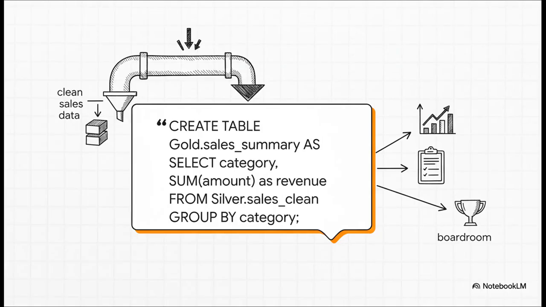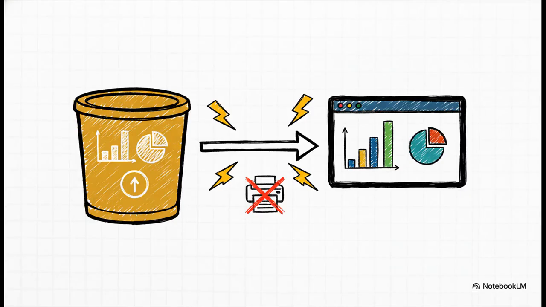And you can do this with a super simple SQL query. All this is saying is, take the clean sales data, group it all up by product category, add up the total revenue for each one, and then create a brand new table with that summary. It's an incredibly powerful way to take a huge mountain of transactions and boil it down to a simple, actionable insight. And now, for the grand finale.